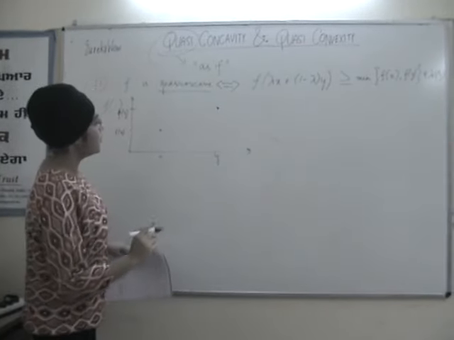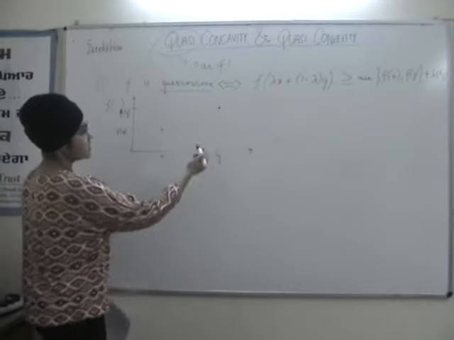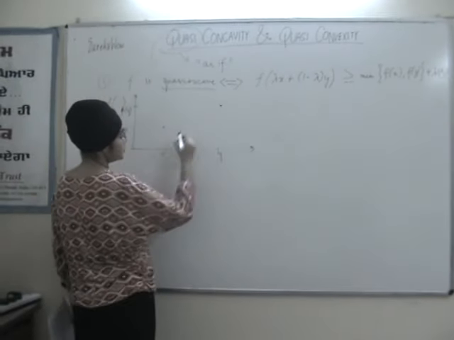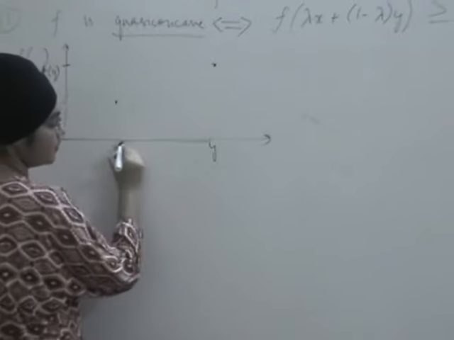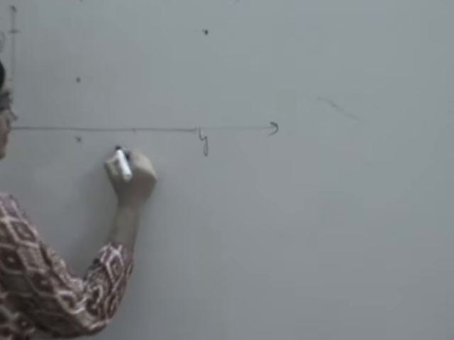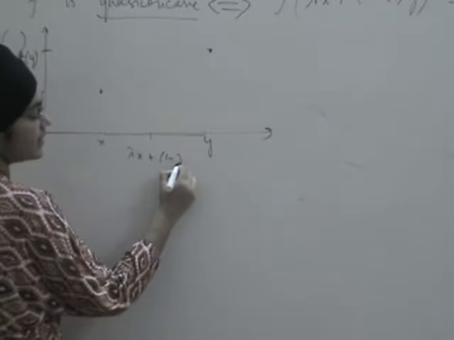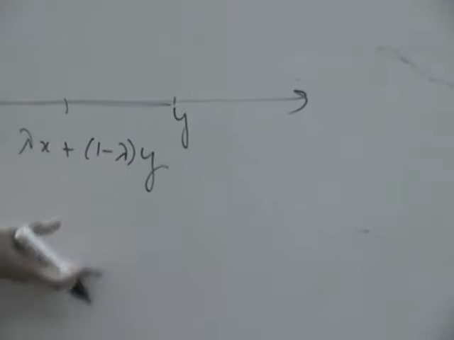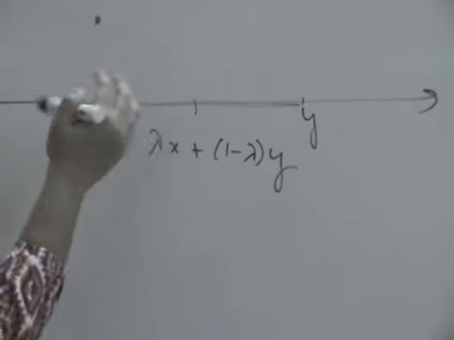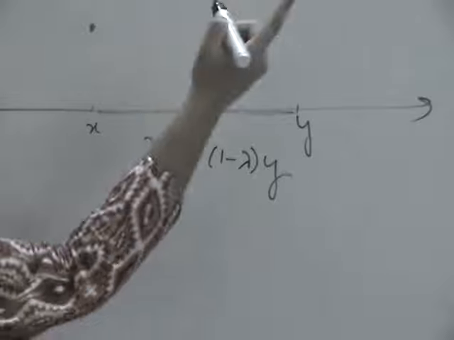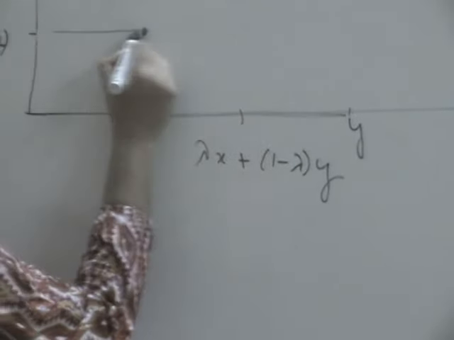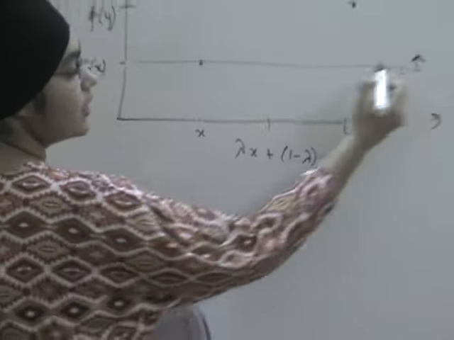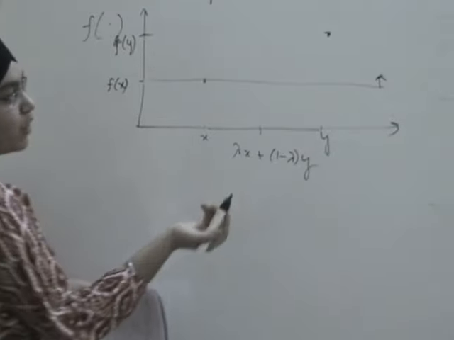Okay, so the definition just says the value of the function at any point here can be the lambda x plus 1 minus lambda y point, and the function value corresponding to that should be higher than f(x). f(x) is our minimum. So it should be higher than this line. It should be above.